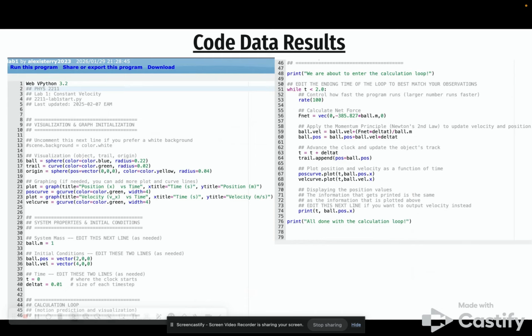Using Newton's second law, the program calculates acceleration based on net force. Since the net force after the push is around zero, acceleration is also close to zero, so velocity remains nearly constant. The code continuously updates the object's position using this velocity and stores the values so we can later make the graphs of position and velocity over time. These predicted results from the model are then compared with the experimental data to see how well the physics model matches real motion.